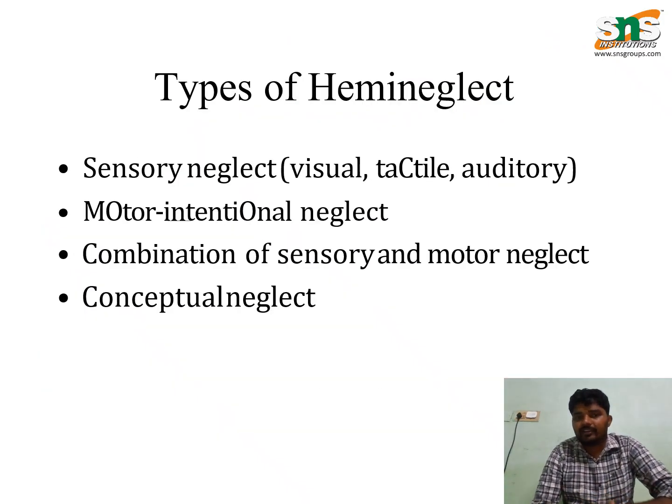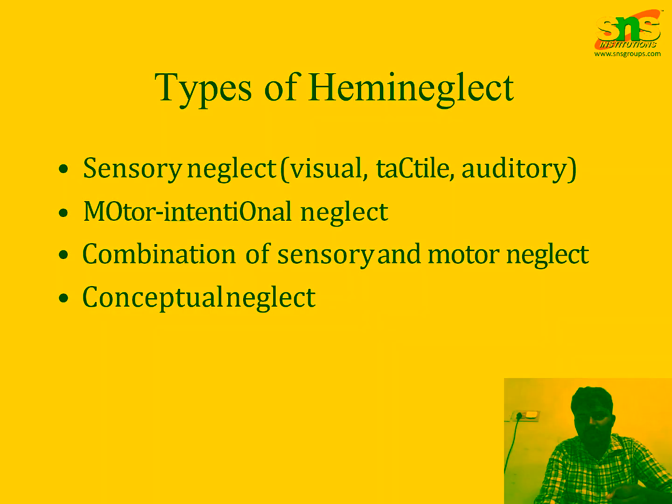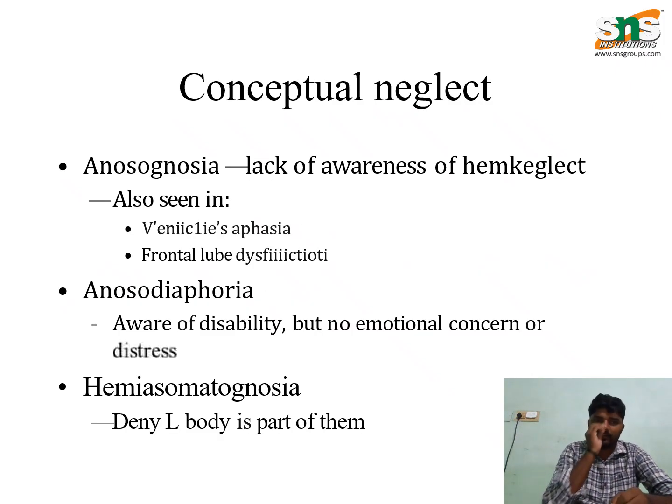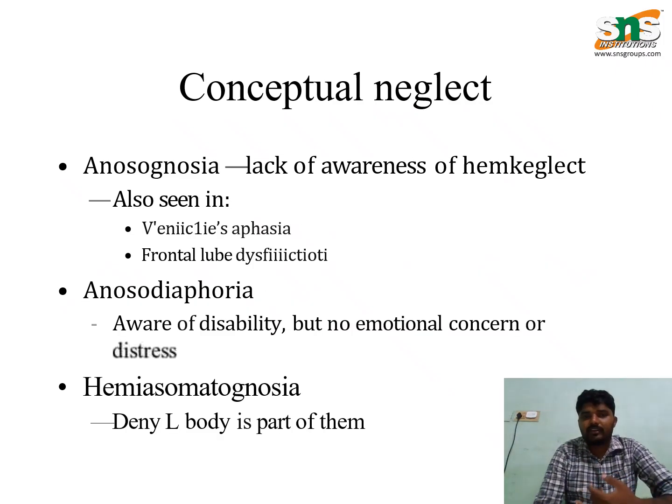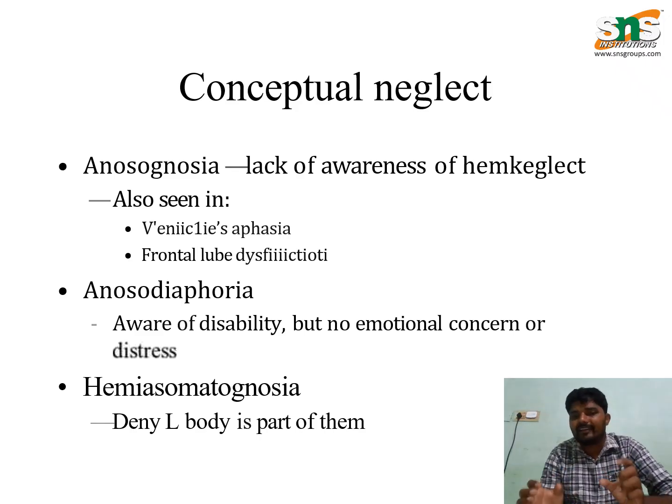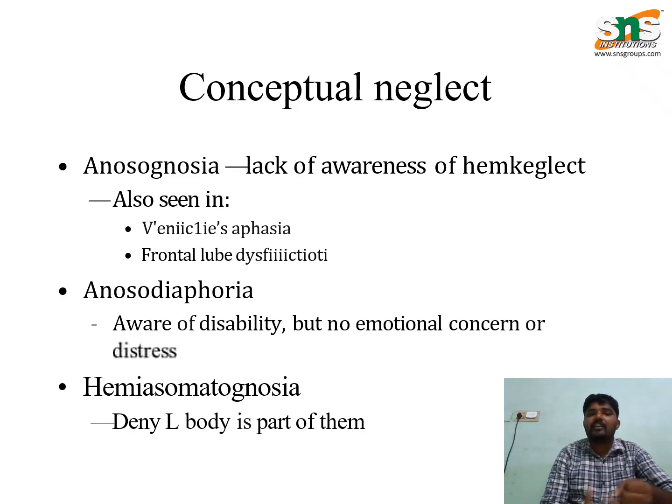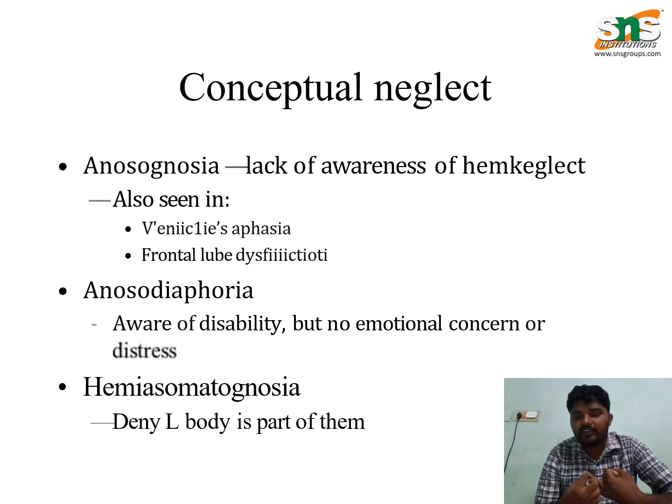Types of neglect: sensory neglect, motor neglect, a combination of sensory and motor neglect, and conceptual neglect. Mainly visual, tactile, and auditory stimuli are affected. Conceptual neglect includes anosognosia, which is the lack of awareness of the hemi-neglect. It is also seen in ventricular aphasia and frontal lobe difficulty.